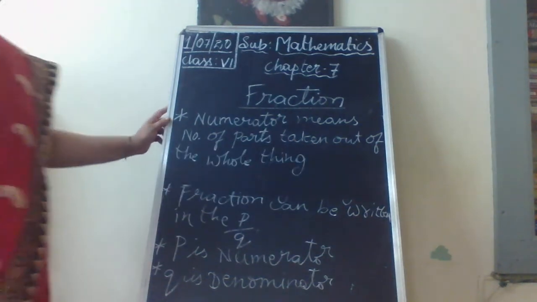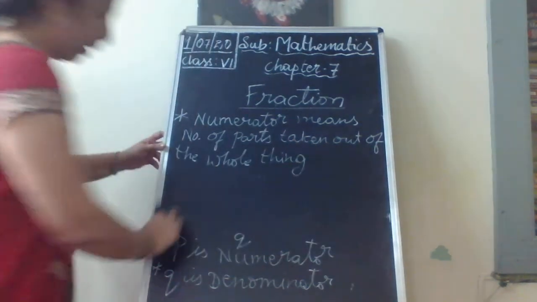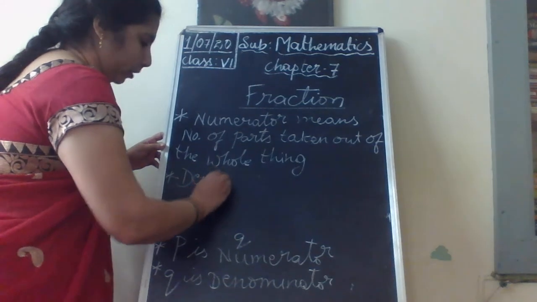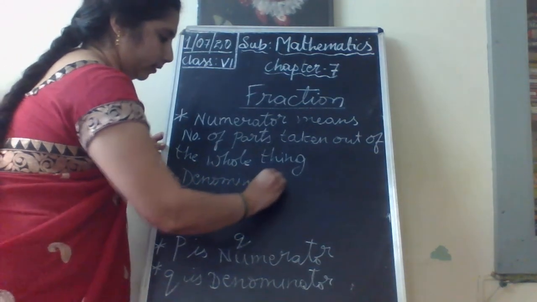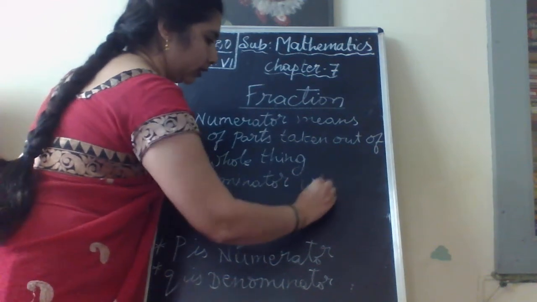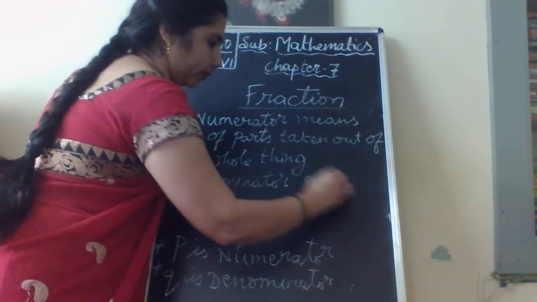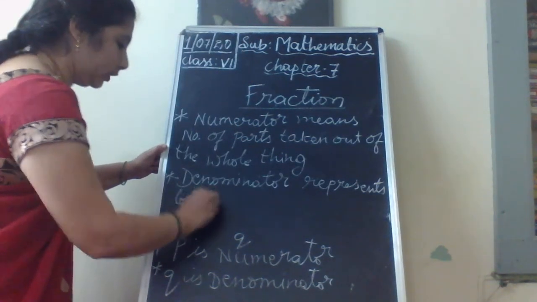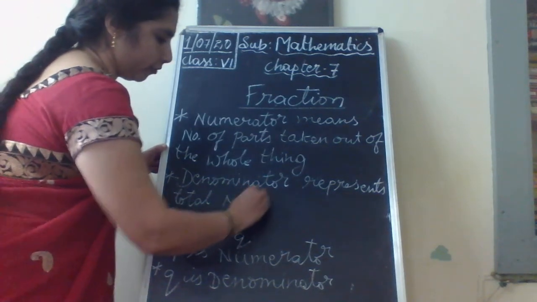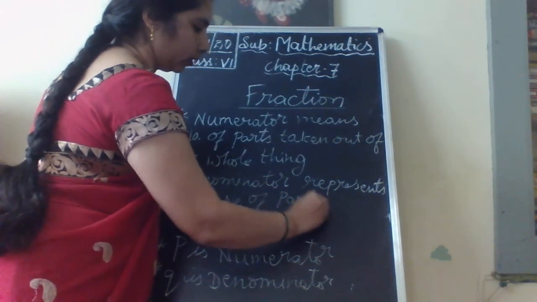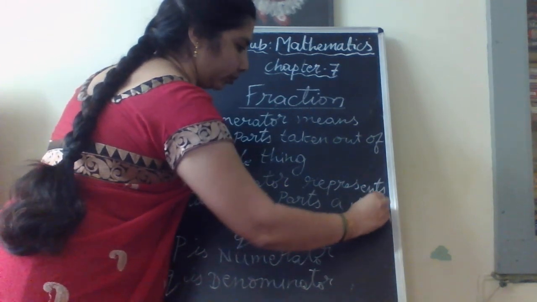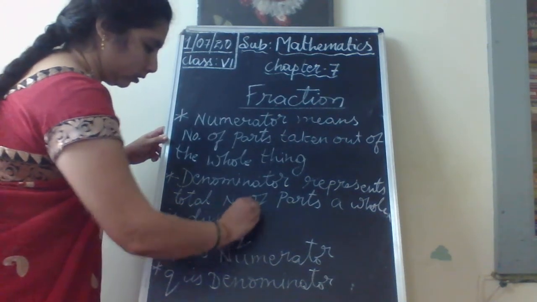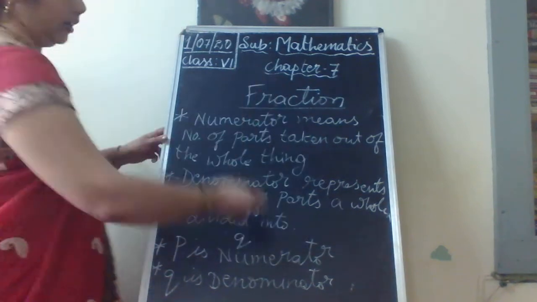And what is denominator? Denominator means the number of parts a whole is divided into. The denominator is the number which represents the total number of parts a whole is divided into. Okay, take down this, children.